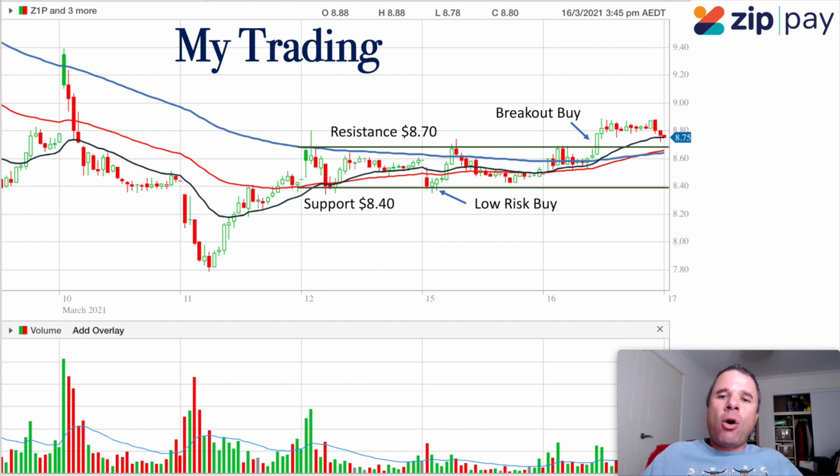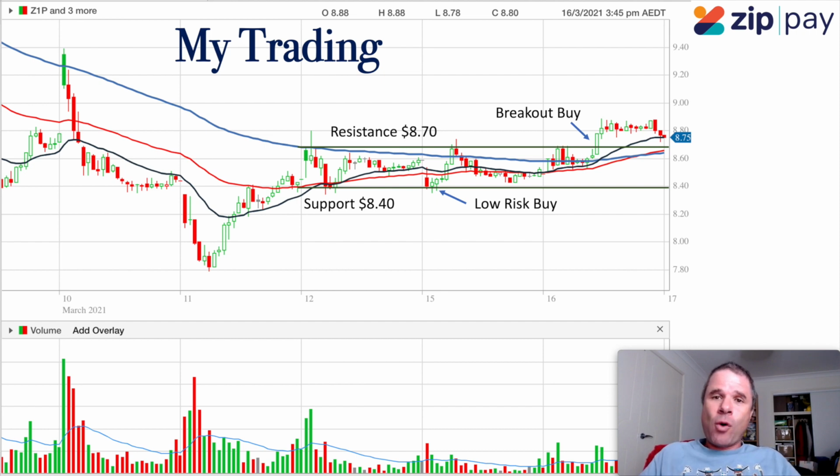But lo and behold, the share price rallied quite quickly over the next hour and it went all the way up to $8.70 and then it fell away again. Now, I changed the top of the resistance from $8.80, which was the previous high on the 12th of March, and put it down to $8.70 because I think that was a more powerful and a stronger resistance level. And then we saw at start of trading on the 16th of March, the Zip share price got to $8.70 again and then fell away, sort of confirming that resistance level at $8.70.